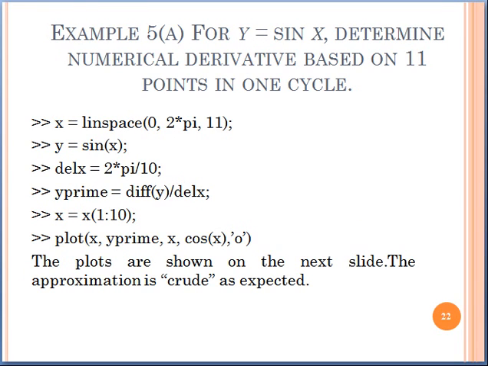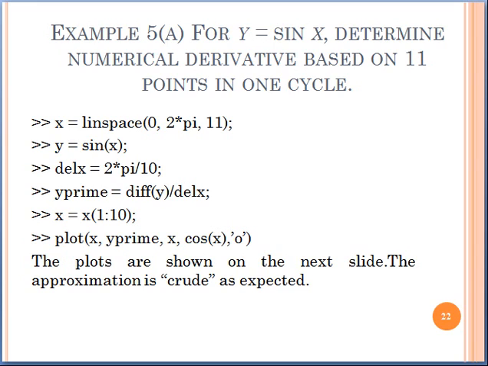Now taking examples, we have a function y that is equal to sine of x, and we have to determine the numerical derivative of it based on 11 points in one cycle. Now for this example the program will be, first of all we have to define the x. For defining the x, we have here 11 points, so the range will be from 0 to 11, and we have to complete it in one cycle. So we have used 2 pi. One cycle is equal to 2 pi.